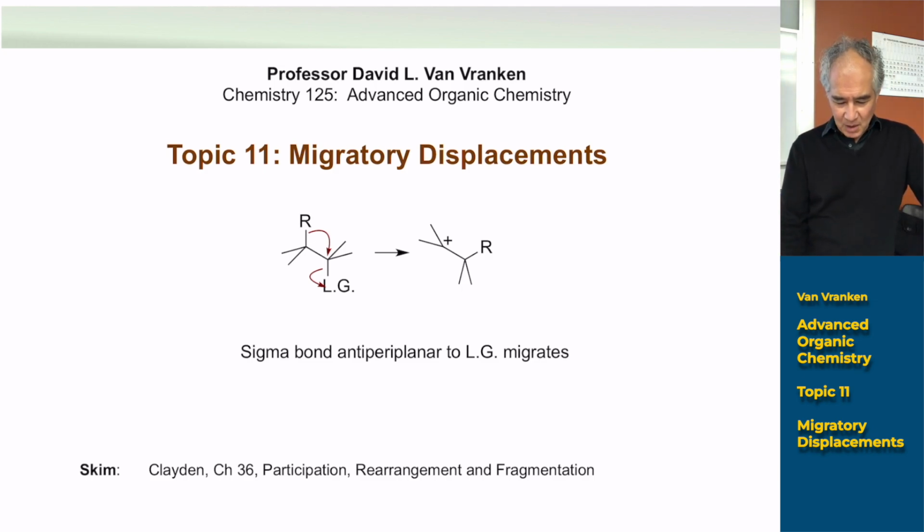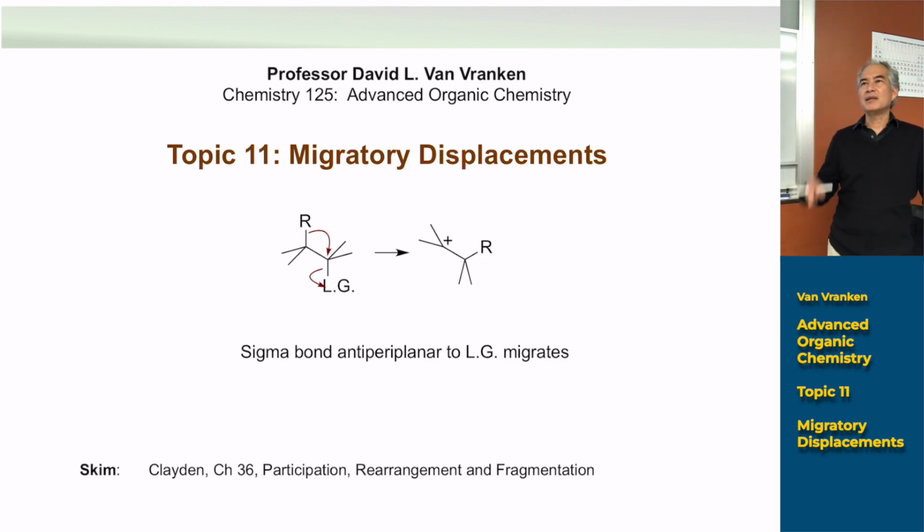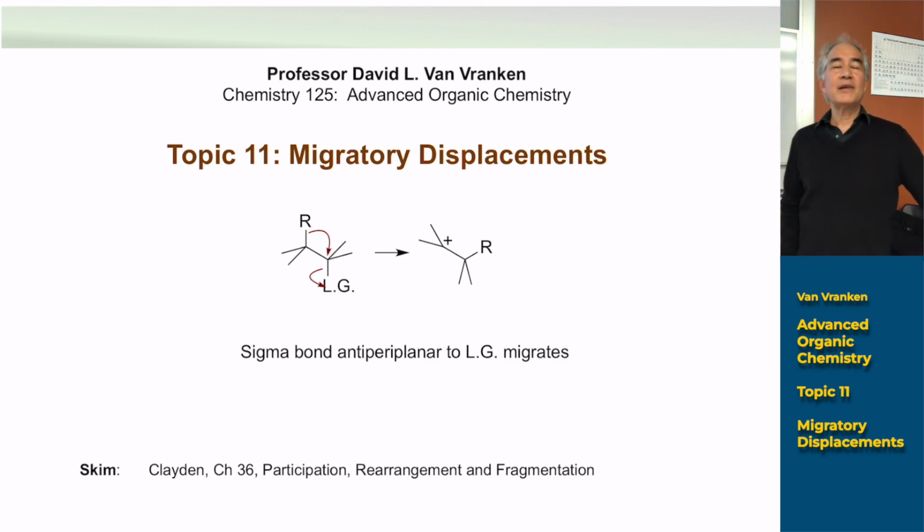Instead, what we're seeing over and over again is that we're going to push out the leaving groups using neighboring bonds. Right? And those bonds need to be antiperiplanar to be aligned with the sigma star orbital of the leaving group. So we're going to be looking for this pattern of bond alignment in order to make these processes facile.